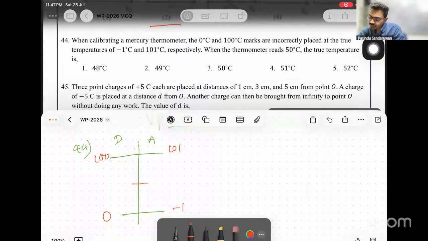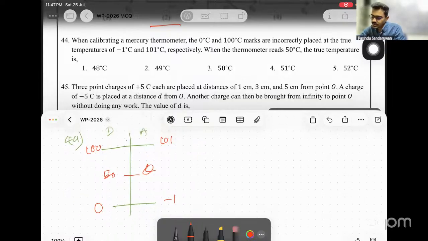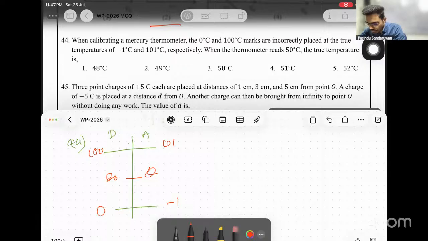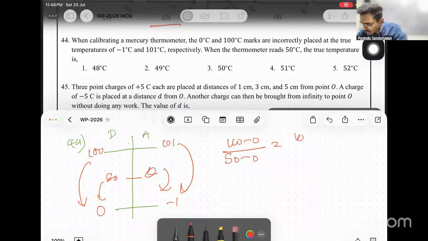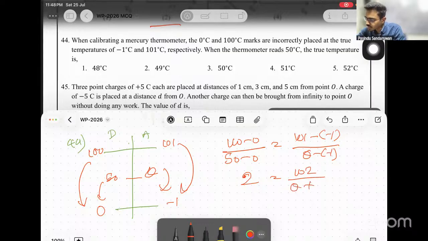When the thermometer reads 50, the true temperature is here. Easiest type of questions we have in thermal: write this ratio. Then 100 minus 0 over 50 minus 0, from the other side, 101 minus -1 over theta minus -1. Then 100 over 50 is 2, and this is 102 over theta plus 1.